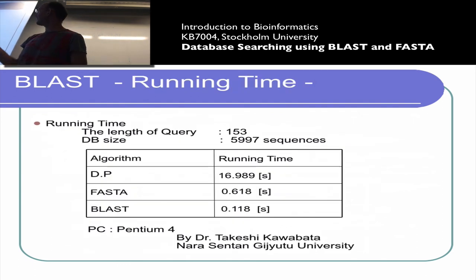This is just an example with a small database size on an old machine. It had a query of 153 residues against 6,000 sequences, which is of course nothing, today we have millions, and it took 17 seconds. So if you did this on a database today, it would take at least 17,000 seconds, which is about 5 hours, to search one sequence in the database. That's on just one computer. FASTA is about a factor of 30 faster, and BLAST is maybe a factor of 150 faster in this case. This difference actually increases when the database is bigger.